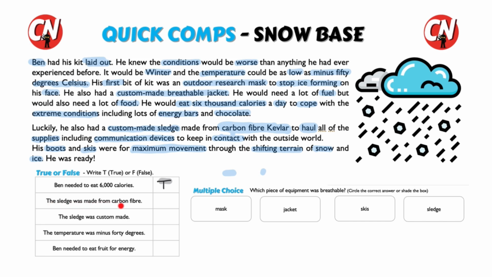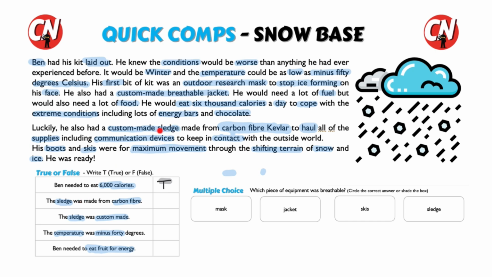The sledge was made from carbon fiber. Carbon fiber. Okay, but let's read back. In fact, I'm just going to highlight the key information again. So we've got 6,000 calories, number. We've got the sledge, carbon fiber. In this one, we've got sledge, custom made. In this one, we've got temperature, -40. And then in this one, we've got Ben needed to eat fruit for energy. Eat fruit for energy. So we can come back to these in a minute.